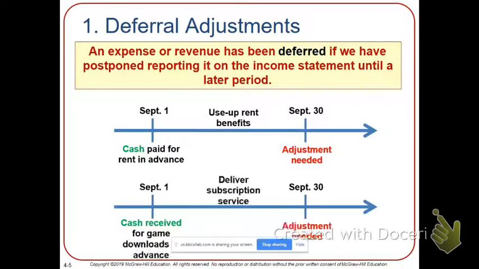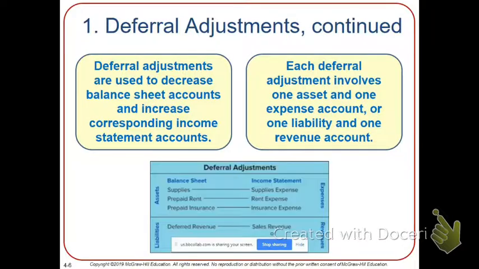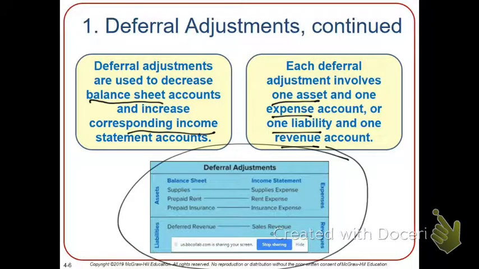All right, so I just showed you those two. We pay for it and then we do an adjustment. A couple things to help make things easier for you if you need little tips: deferral adjustments decrease balance sheet accounts and increase an income statement account. They always involve one asset and one expense, or one liability and one revenue. Down here they give some examples, but I'm going to write them out for you in a second.